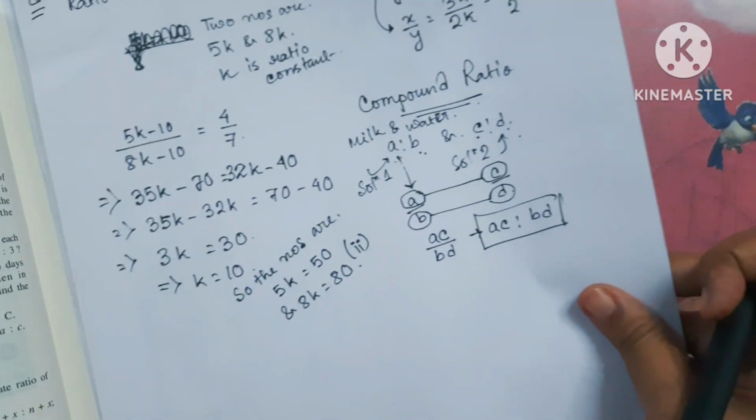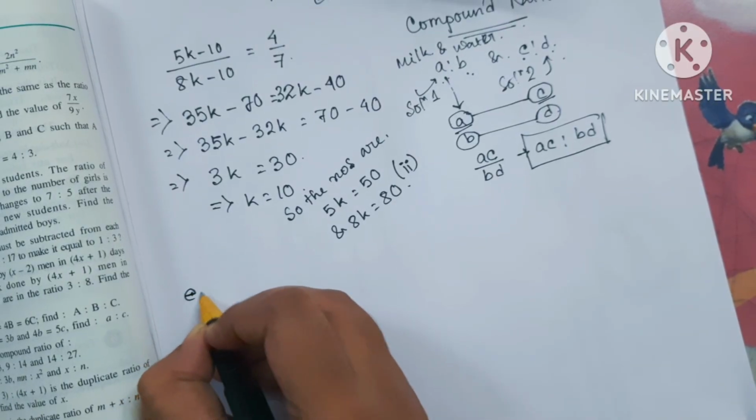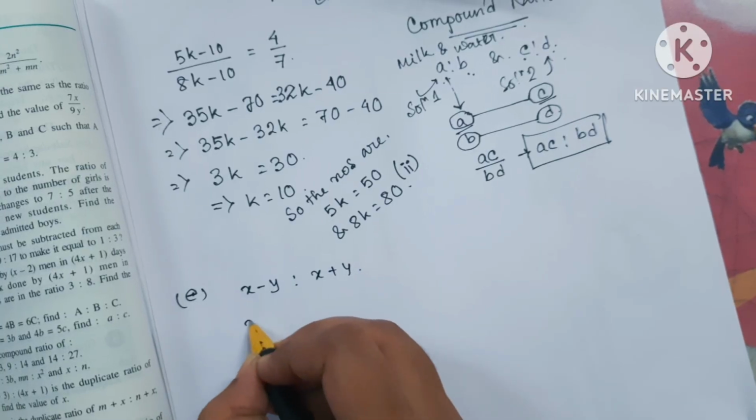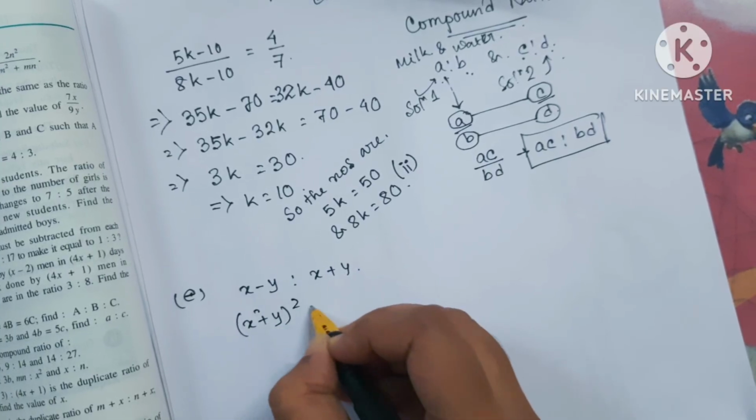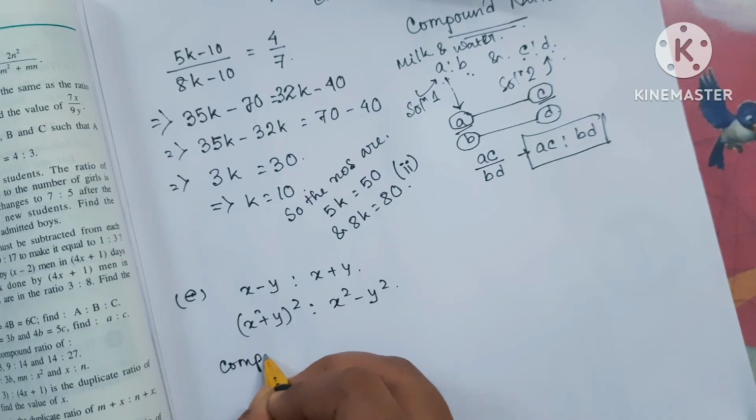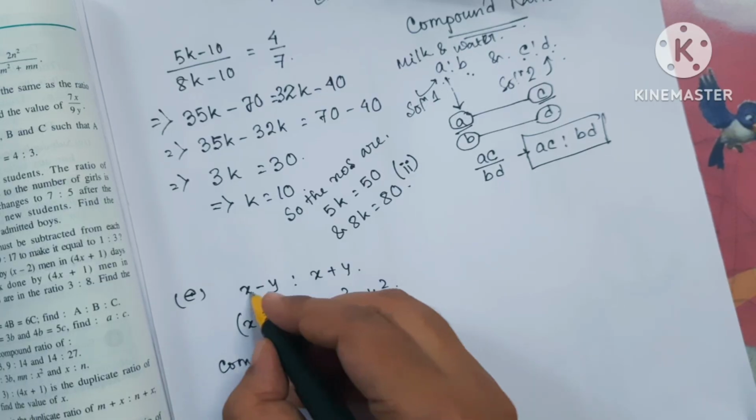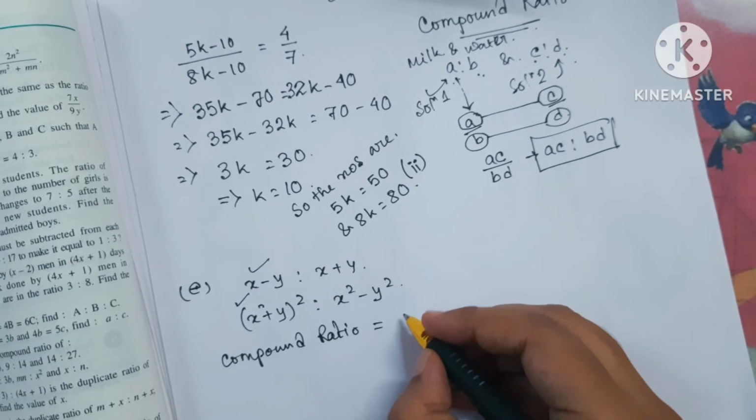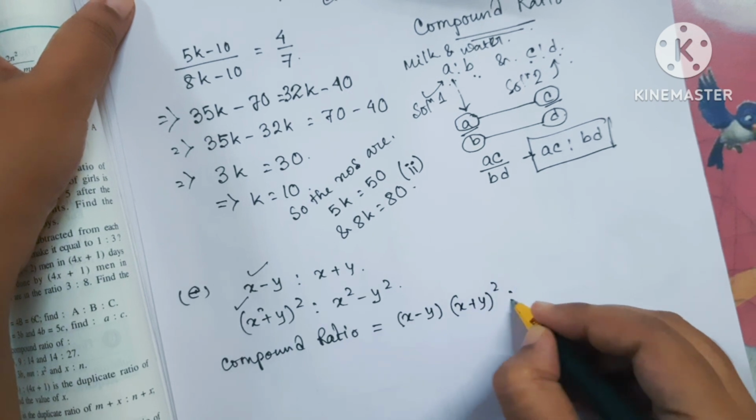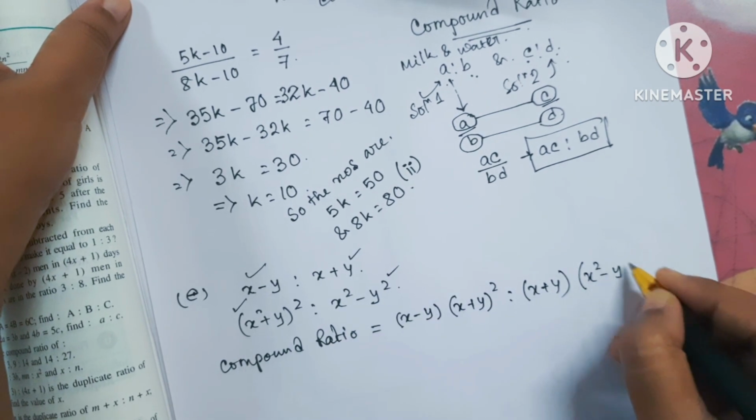Okay, so in case of this problem, see these two ratios in question number E. x minus y is to x plus y, and another one is (x plus y) square is to x square minus y square. So compound ratio will be, you have to multiply this one and that one. So (x minus y) (x plus y) square is to this one and this one, so (x plus y) into (x square minus y square).